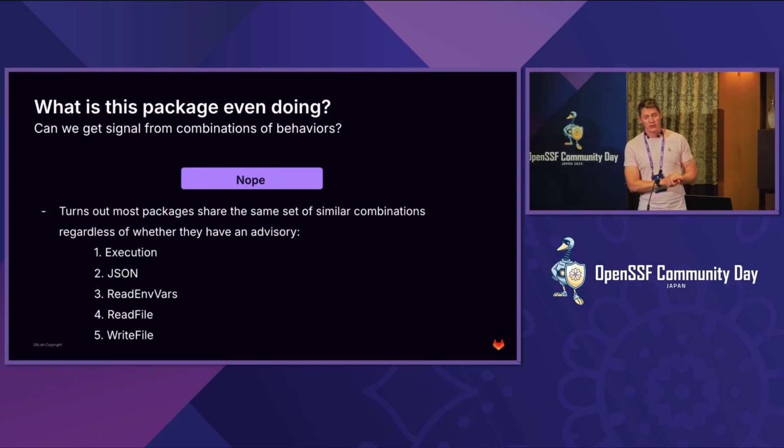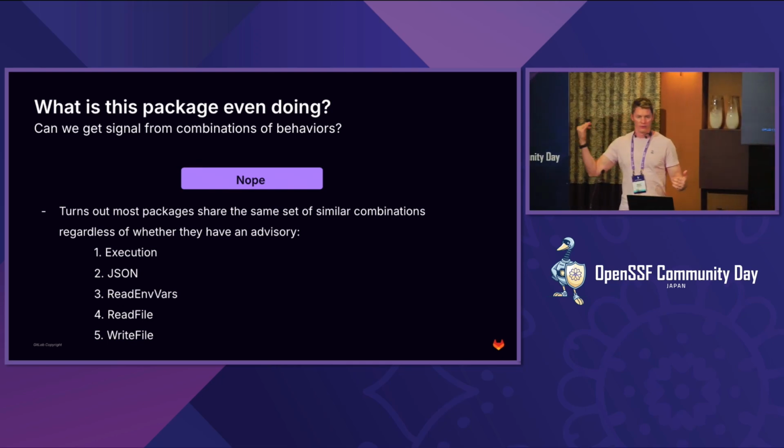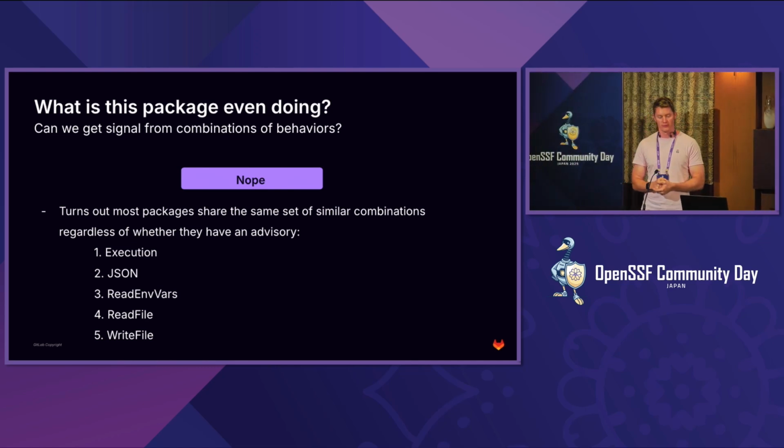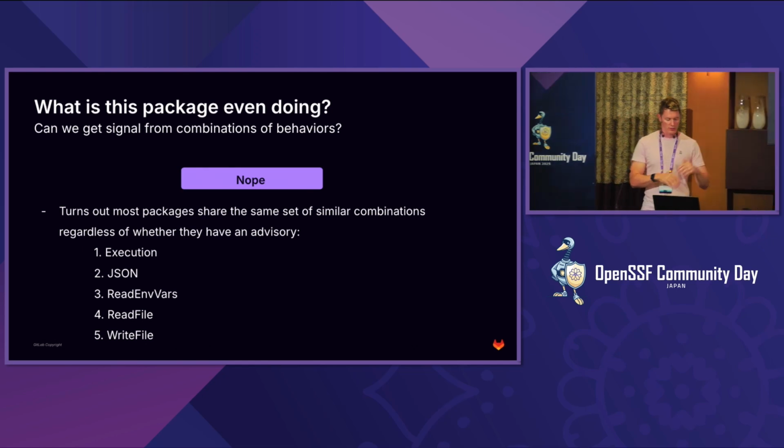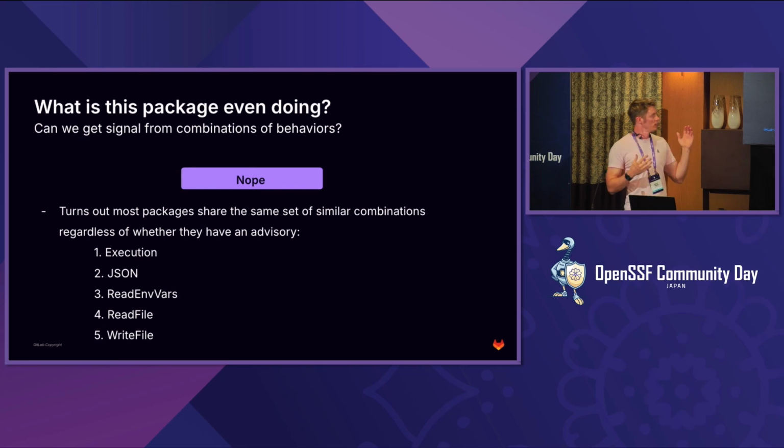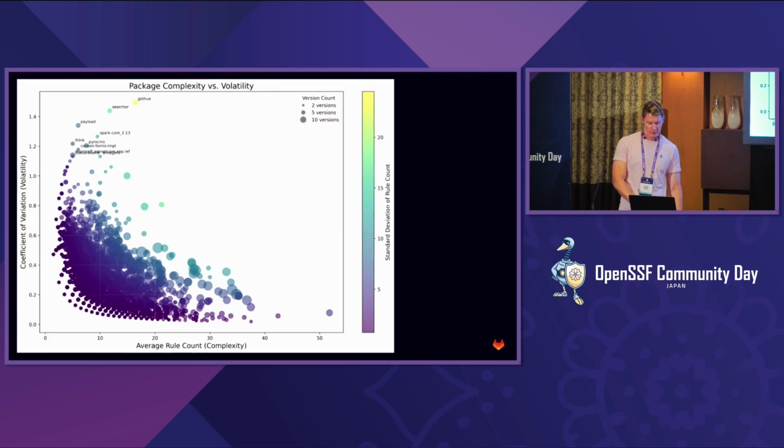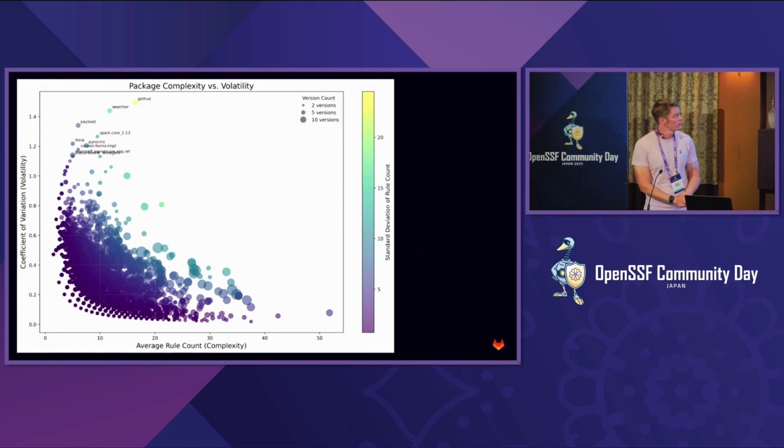How about combinations of behaviors? So if it reads a file and opens a TCP socket, does that mean there's going to be a higher chance of a package having an advisory? Not really. Turns out almost all packages share the same set of similar combinations, regardless of whether or not they have an advisory. So I tried different models of, okay, what about execution of JSON? Nope, it's always these 5 that are common across all types of packages, which if you think about it, makes sense. The only difference between a package with an advisory or a CVE and one without is one hasn't had one found yet. That's basically all I learned from my analysis.